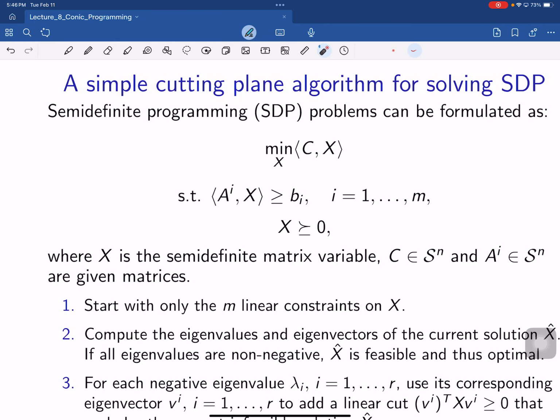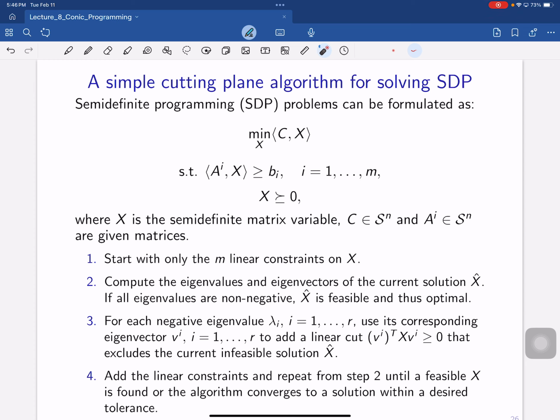So let's suppose we have this particular problem where you start with X as a semi-definite matrix variable, right?